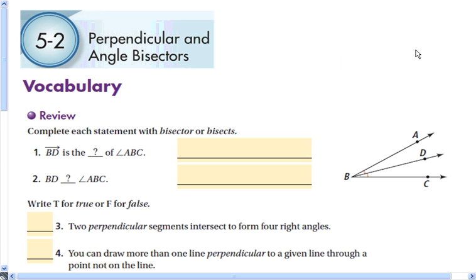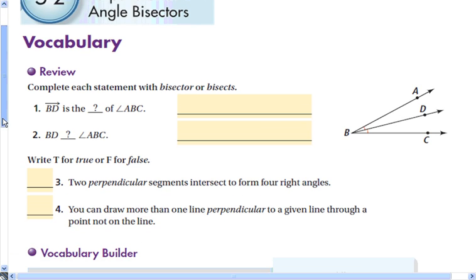All right, class, this is lesson 5.2, perpendicular and angle bisectors. We're going to learn how to use the properties of perpendicular bisectors and angle bisectors here. Go ahead and pause at any time. Check back for the answers.